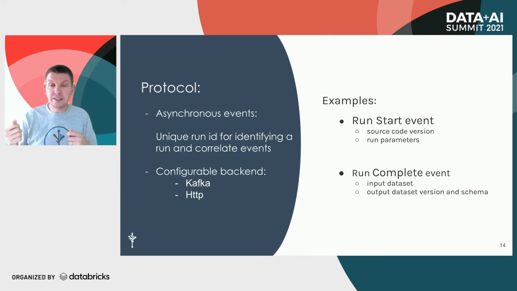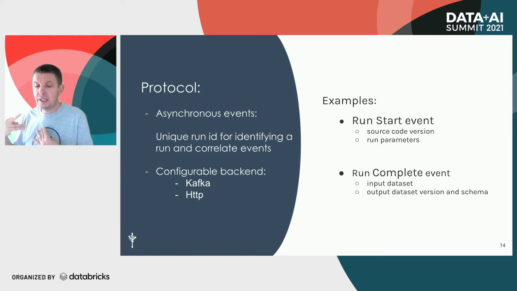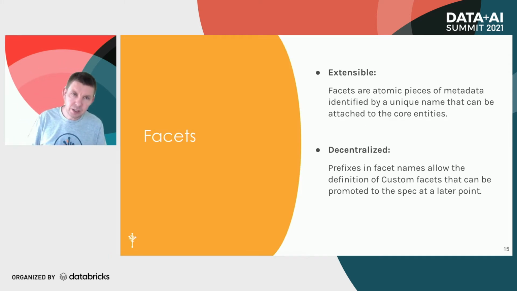As an example, you would start with the run start event that would contain the source code version and the parameters passed to this particular run. And then you would have a run complete event that would say, hey, those were the data sets we read from, and that was the schema they had at the time we read from them. Those are the data sets we are writing to, in what version, and what was their schema when we were done writing.